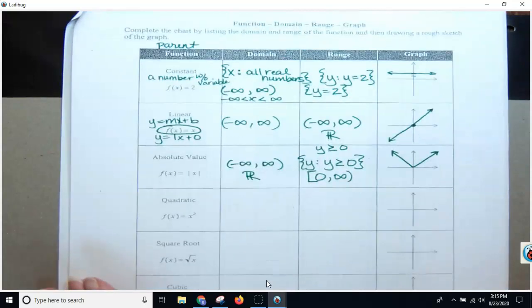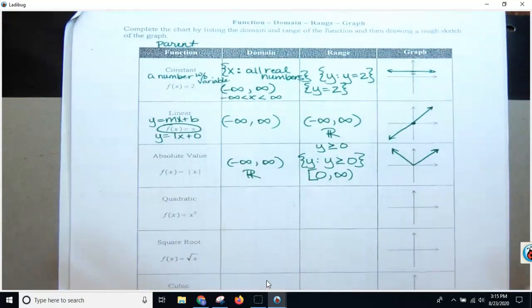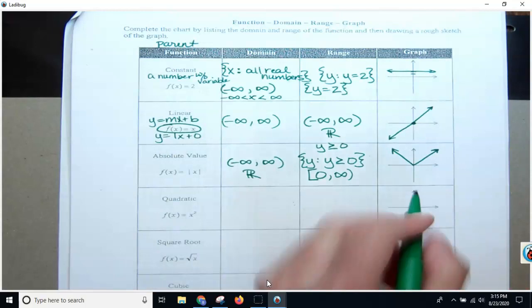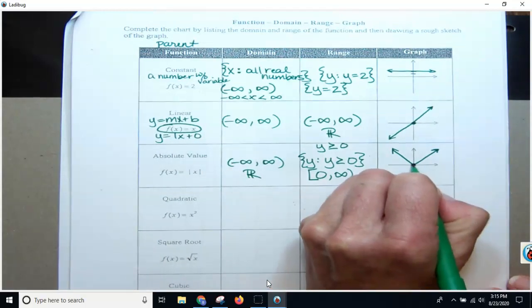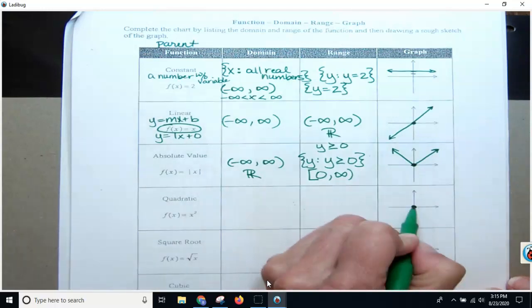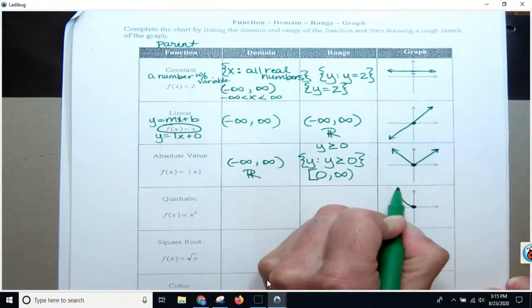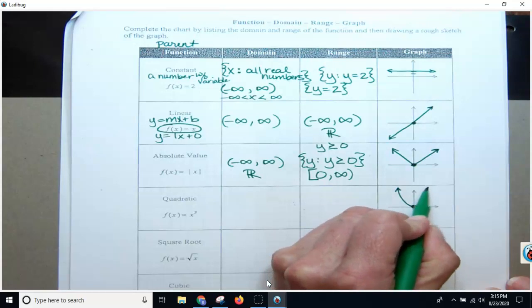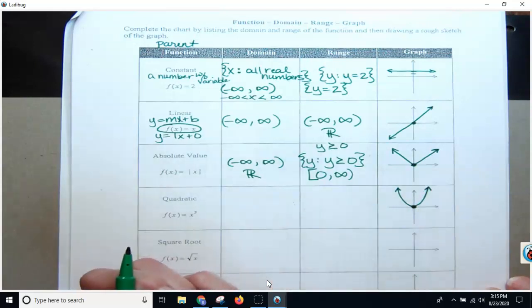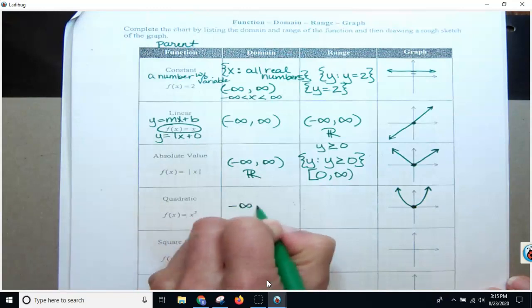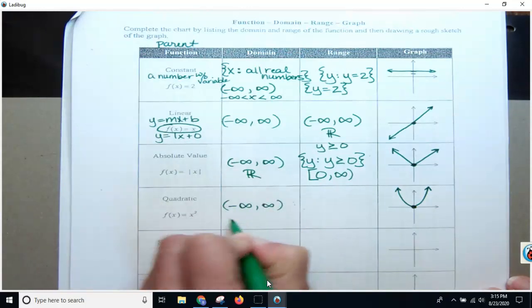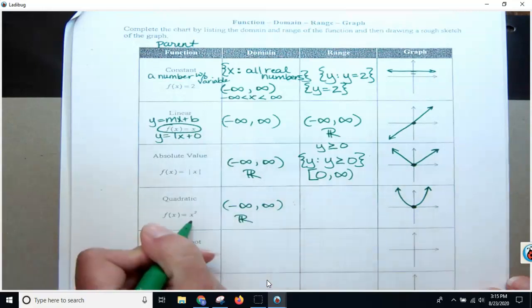Quadratic. Again, if you want to go to Desmos and look that up, it's where your vertex is at 0, 0. Oh, and this is actually x squared. I want to point that out. And it's a parabola that looks like this. So your domain, again, is all real numbers, because there's no restriction on the value of x.